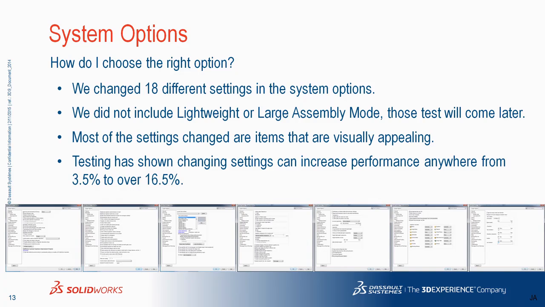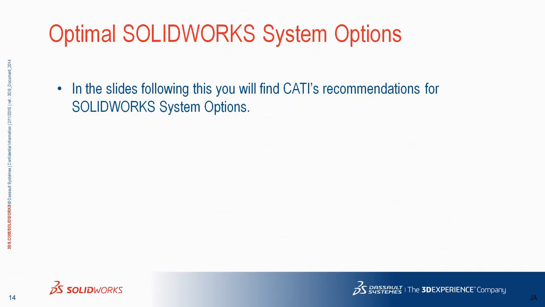Yeah. So system options. How do we choose the right option? Overall, for our testing here, we changed 18 different settings in the system options. We don't include lightweight or large assembly mode. Those tests come later on in this. Most of the settings changed are items that are visually appealing. We find a lot of those in there. But there are some other ones that are just good for overall performance as well. Testing has shown changing these things, we can increase performance anywhere, once again, 3.5% all the way up to 16.5%. And we'll talk a little bit more about that as we go in. We have a range for a lot of these because we've tested different machines as well, or different environments.